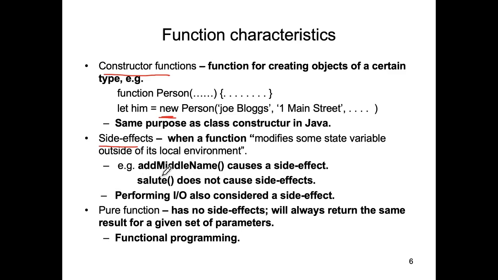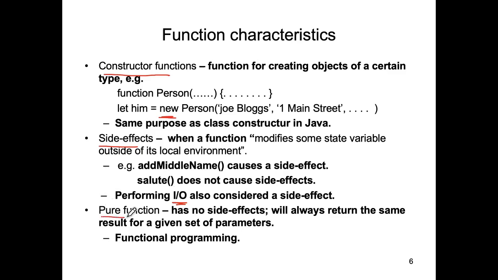That's a kind of high level objective, but as it turns out, if a function performs IO, because IO is something that exists outside of the function, then technically speaking, such a function also causes side effects. And this notion of side effects is something that will reoccur a little bit later on in our discussion on React.